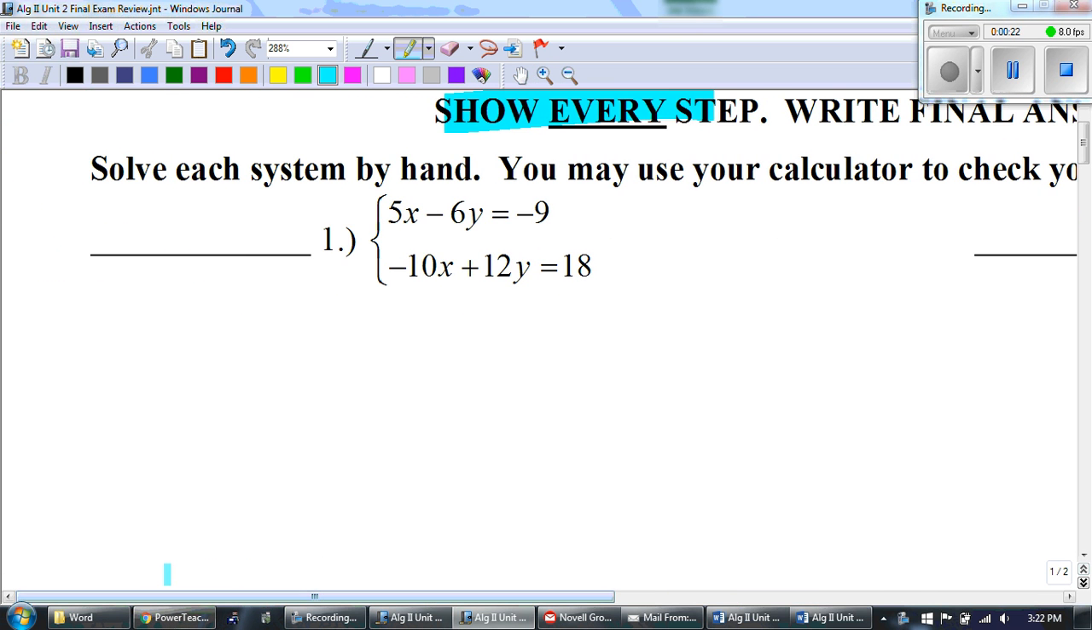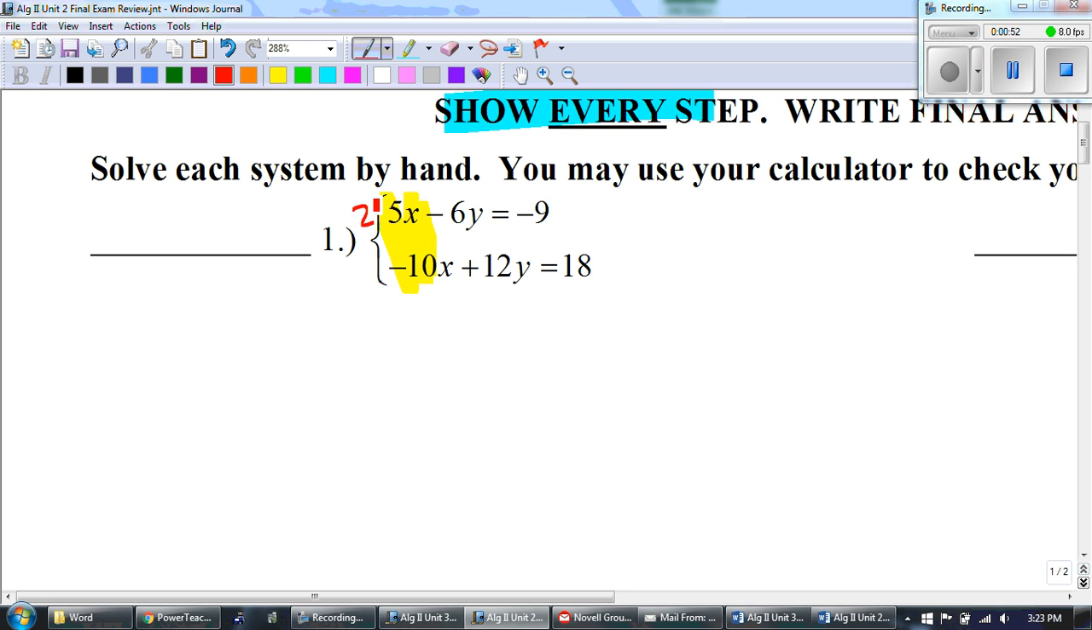So if I'm solving this by hand, I need to decide if I'm going to do substitution or elimination. And since the x's and y's are on the same side, I'm going to use elimination. So what do I want to cancel, the x's or the y's? Yeah, I'd cancel the x's. So what do I need to multiply to get that 5 to be a 10? Well, I would multiply by 2.